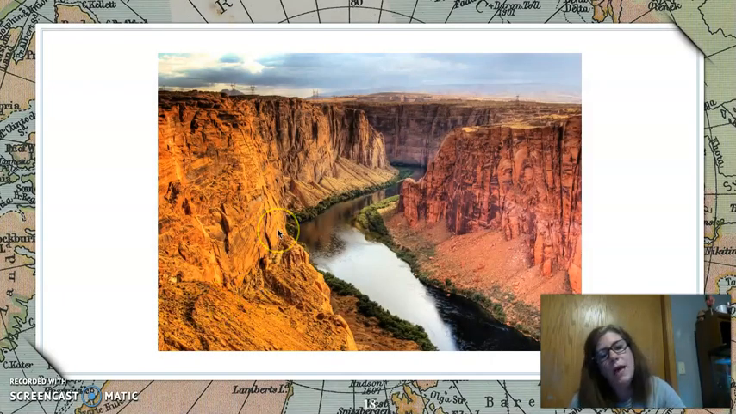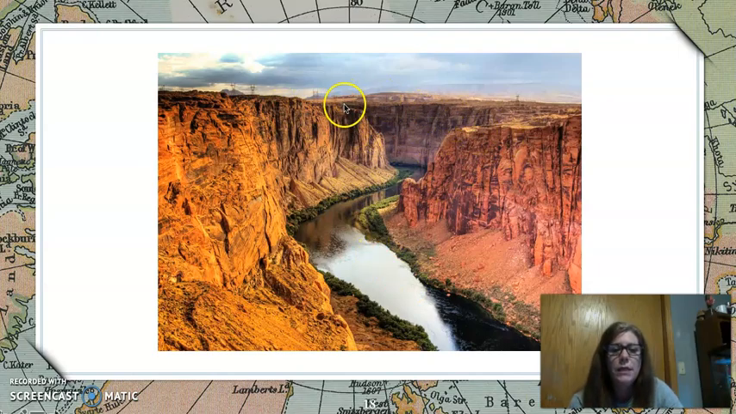So this picture we had in our landforms, this is a canyon. And the way canyons are formed is that at one time this would have all been level. This would not have been here. It would have been just a surface in this area straight across.